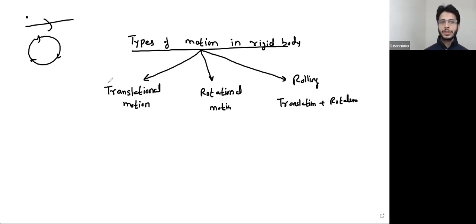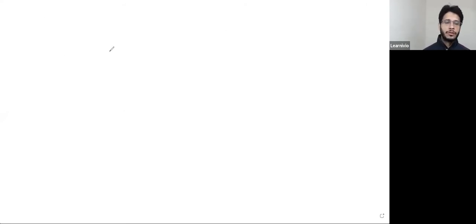So in this chapter, first we will start with translational motion of a rigid body, then we will do rotation, and at the end we will combine translation and rotation and we'll study rolling. The next is, so to study translational motion, we start with the concept of center of mass.